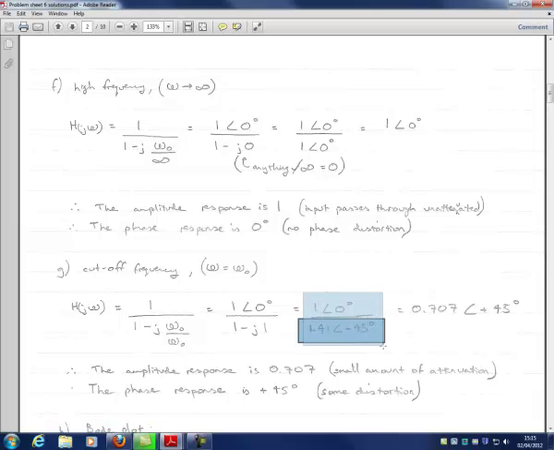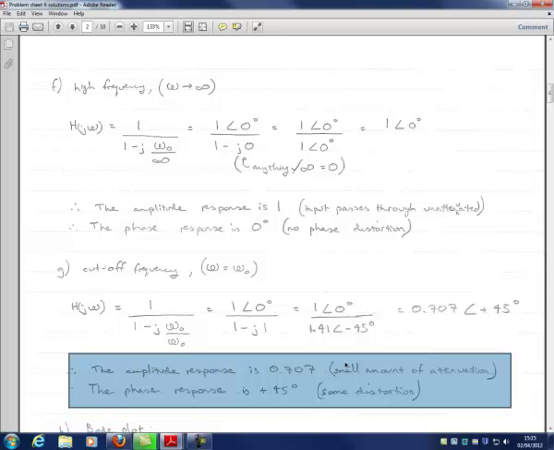And then if you do the phasor division here, so it's 1 divided by 1.41 to get the magnitude, which is 0.707, and 0 minus minus 45 to get the phase distortion, which gives us an angle of plus 45 degrees. So this is our answer. We separate the magnitude and the phase component, so we can say the amplitude response is 0.707, so there's a small amount of attenuation on that signal.